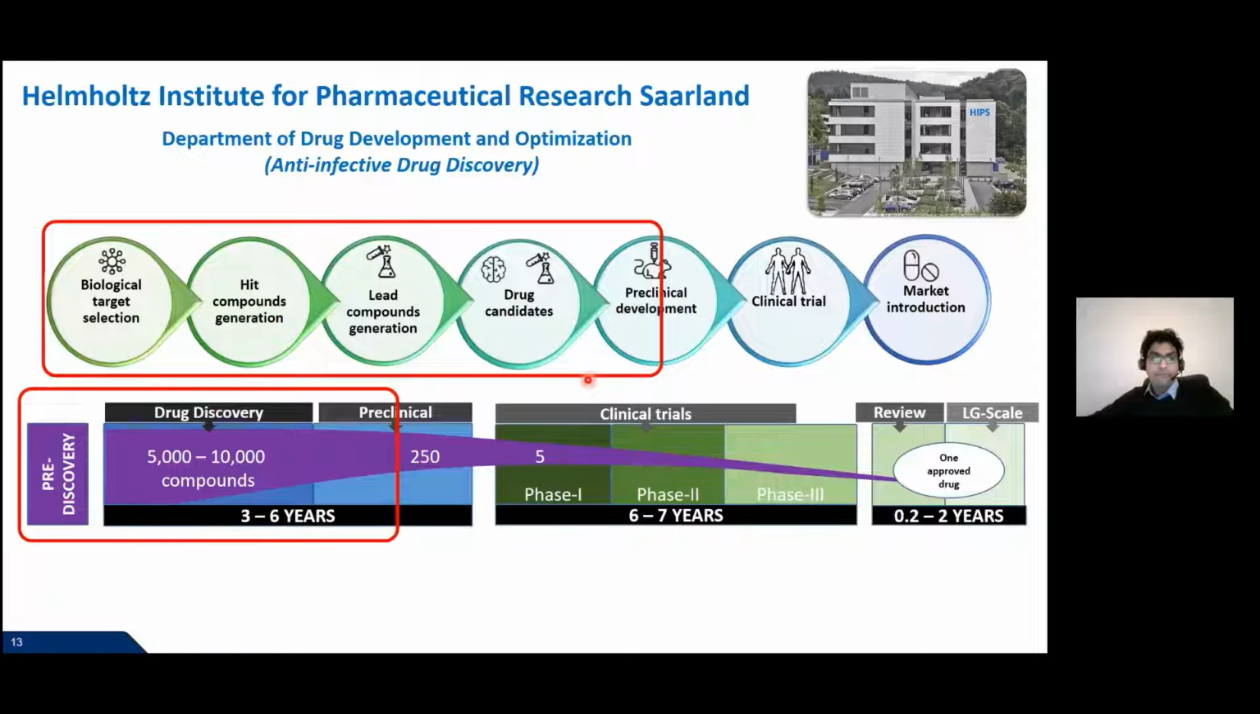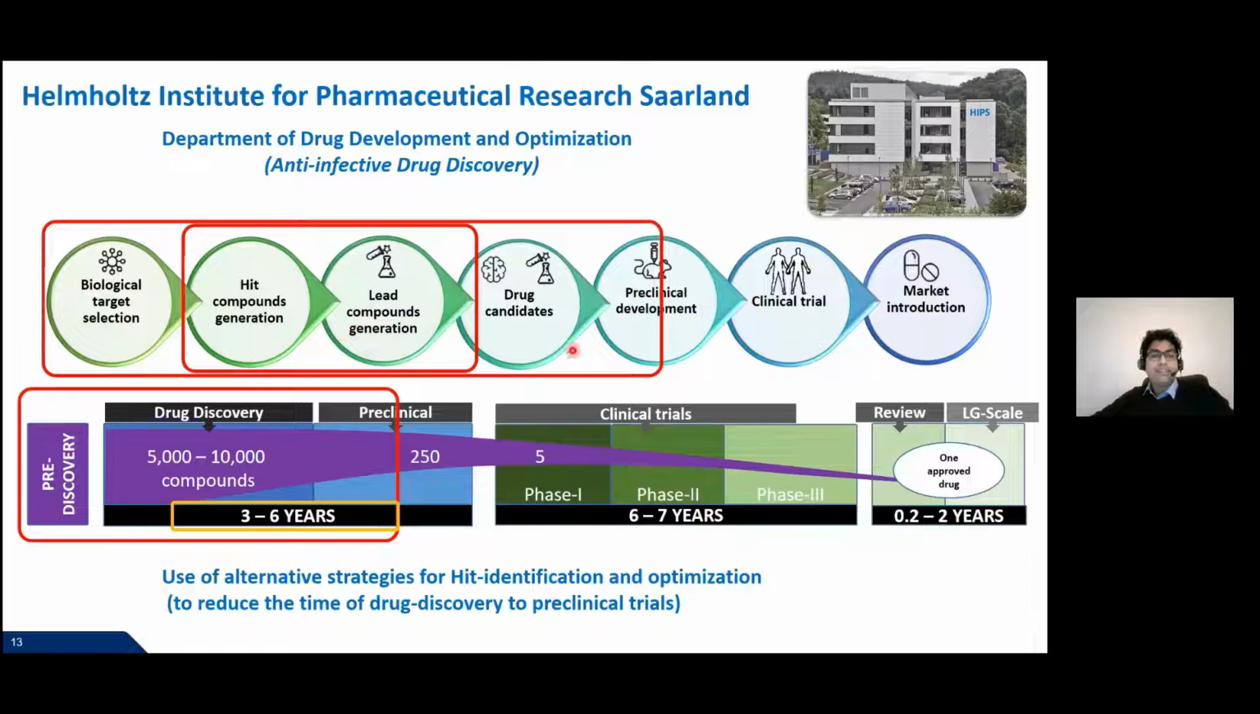What I am focused on is identifying these hit compounds and generating the lead compounds. So my goal is to find alternative ways to find these hit compounds and then optimize them to the lead. The goal is to reduce this 3 to 6 year time to 1 or 2 years. That is the most important part for faster drug development, and my research lies in this area.